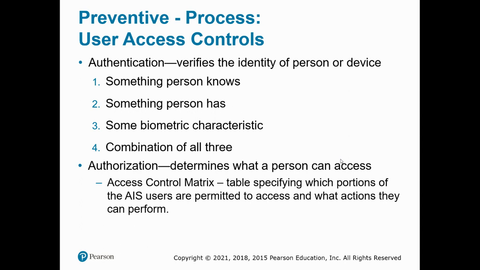Authorization determines what a person can access. So a lot of times companies will have an access control matrix. This is a table specifying which portion of the AIS users are permitted to access and what actions they can perform: read, modify, view. When an employee attempts to access the AIS, the system performs a compatibility test that matches the user's authentication credentials against the access control matrix.